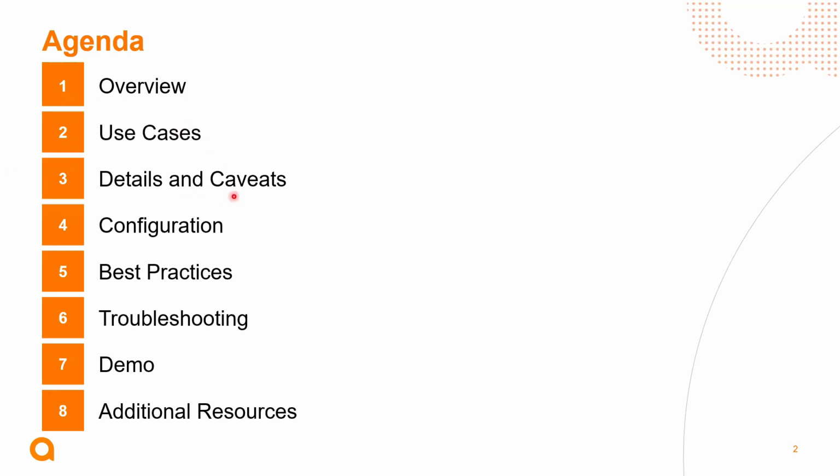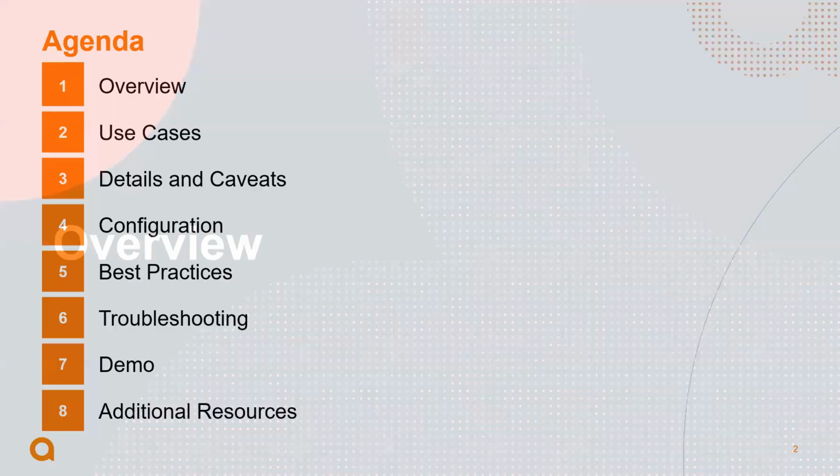Overview, use cases, details, and caveats, which will have packet captures in as much detail as possible. And we'll have a configuration: how do you configure this feature? And also we'll provide the best configuration and practices as part of this presentation. Along with this, we'll have troubleshooting, followed by a demo. The demo will contain the complete feature demo of this concurrent onboarding, which is also recognized as parallel authentication, and we'll also provide additional resources.